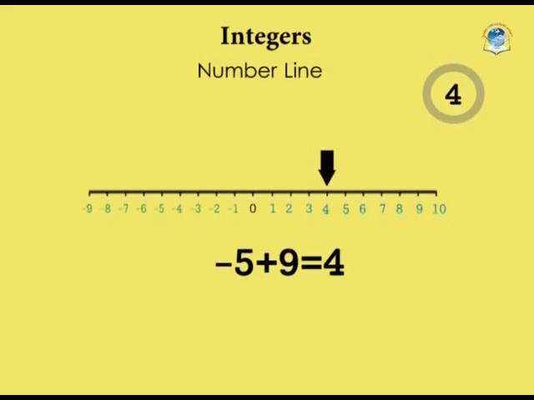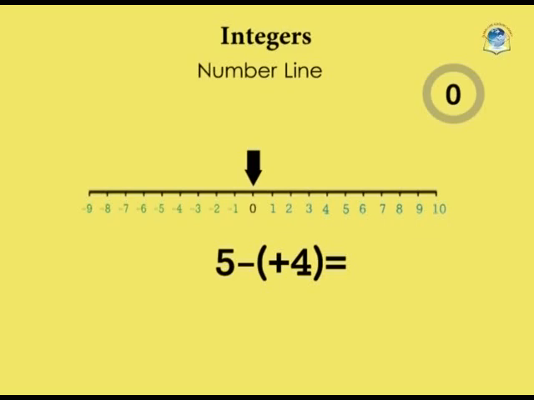What if we had 5 minus plus 4? Remember, we said a plus in front of a number is often silent. So this can be written as 5 minus 4. So from 0, we move 5 steps towards the right. So 1, 2, 3, 4, 5. And then 4 steps towards the left. 1, 2, 3, 4.